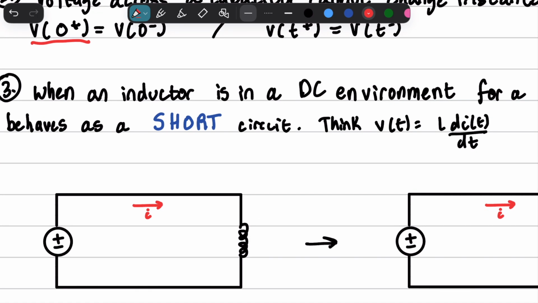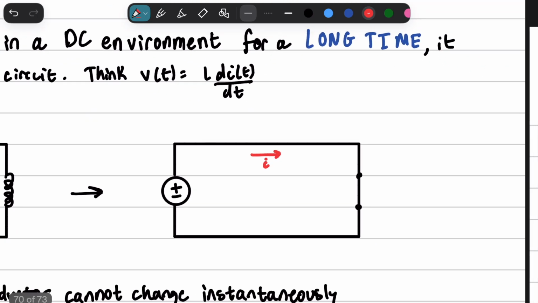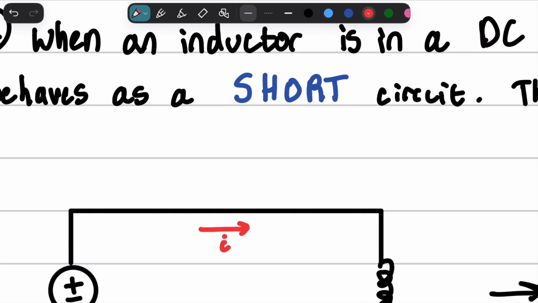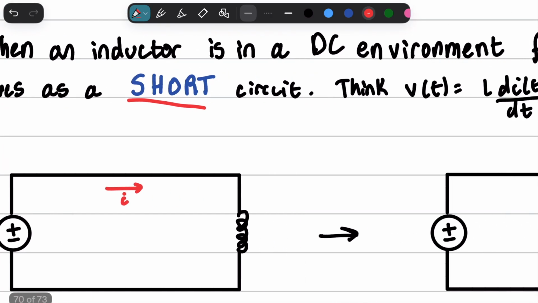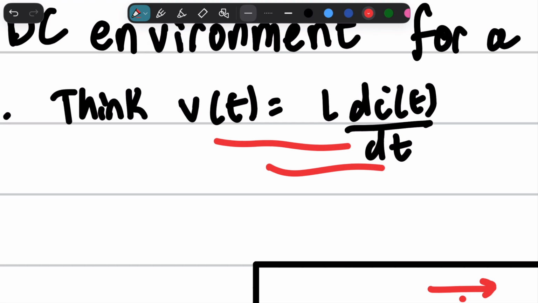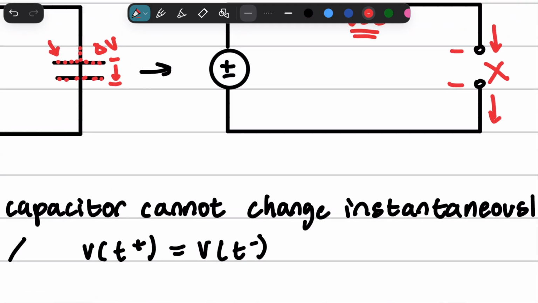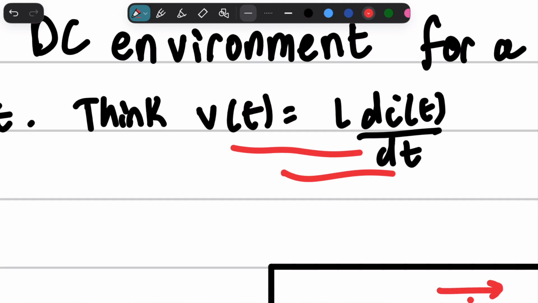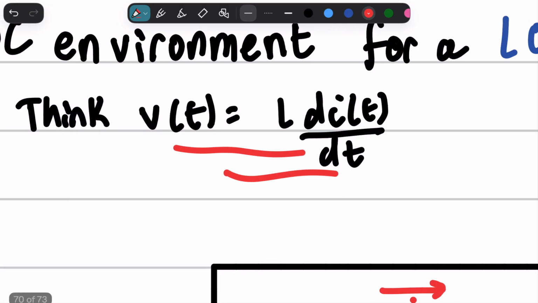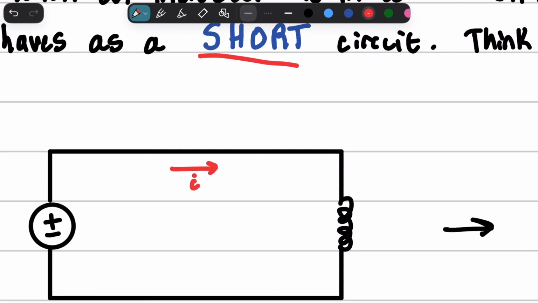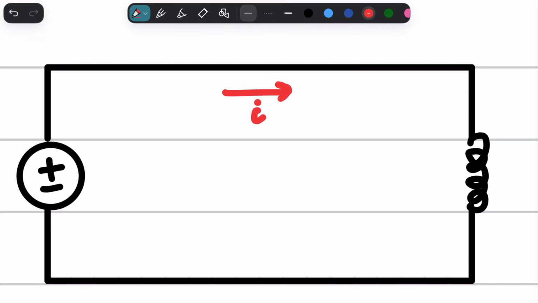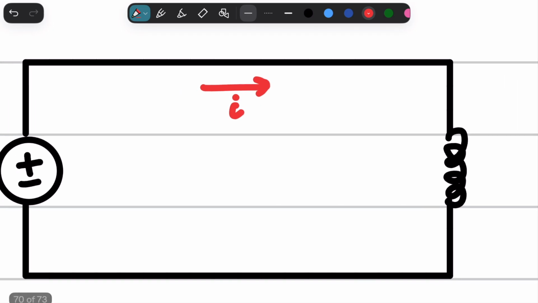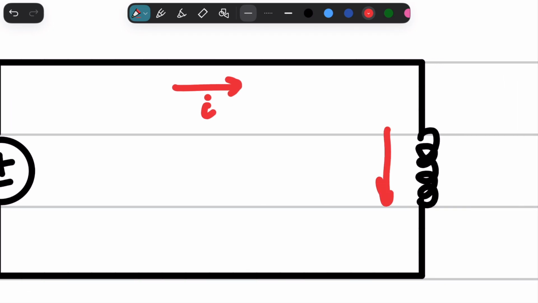Number 3, when an inductor is in a DC environment for a long time, it behaves as a short circuit. Now, we're going to think about this equation once again. Well, not really this equation, the equivalent of this equation, but for inductors. So the voltage equals the inductance times the rate of change of current with respect to time. Okay. So let's think about this. After a really long time, we have just a regular amount of current going through, right?